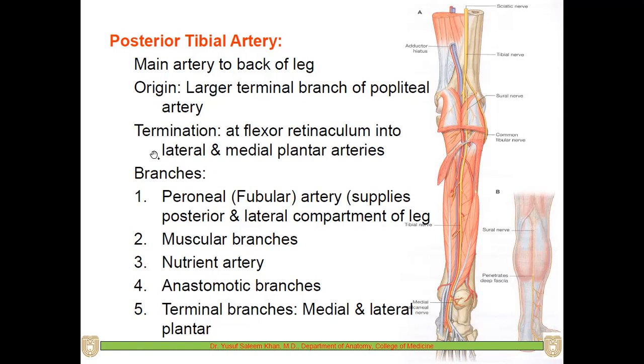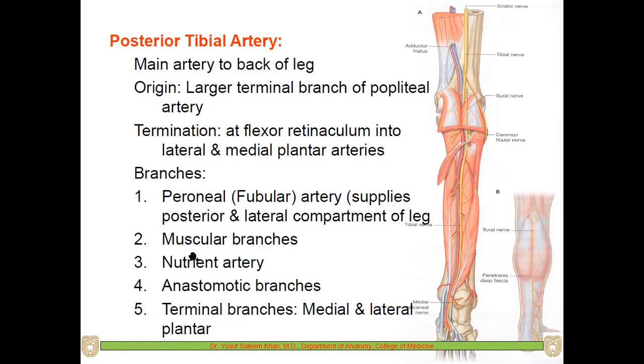What are the branches coming from this posterior tibial artery? This is the posterior tibial artery. So one is the peroneal, or it is also called the fibular branch. It will give one artery called the fibular artery, which supplies the posterior and lateral compartment of the leg. Then it will give multiple muscular branches. As you can see here, it is giving multiple branches to the surrounding muscles.